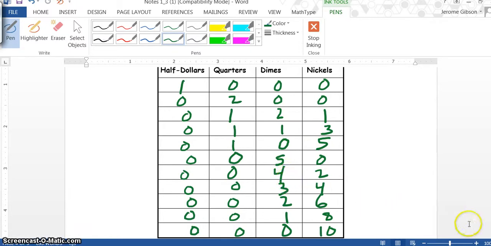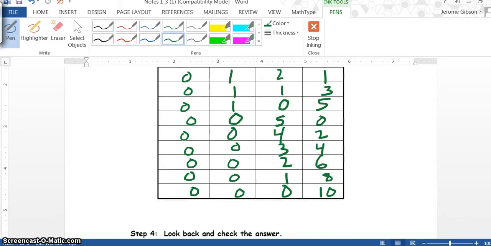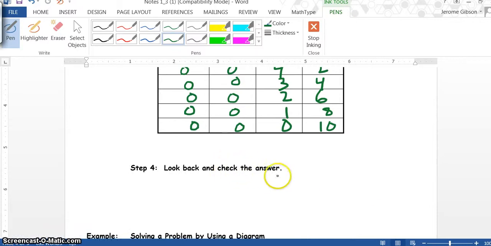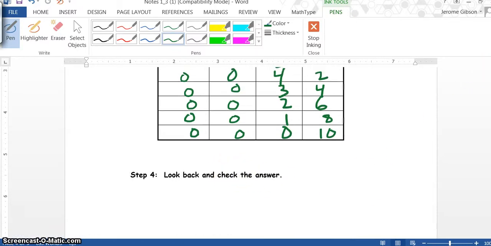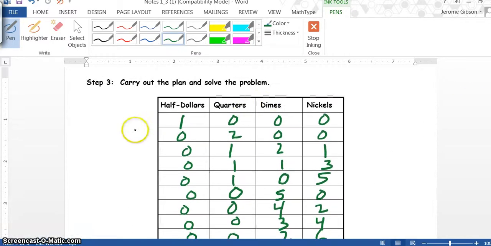Now, when we get down here to step 4, step 4 says look back and check the answer. What we could do is go straight across. This is 50 cents, this is 50 cents, this is 50 cents, and so on.